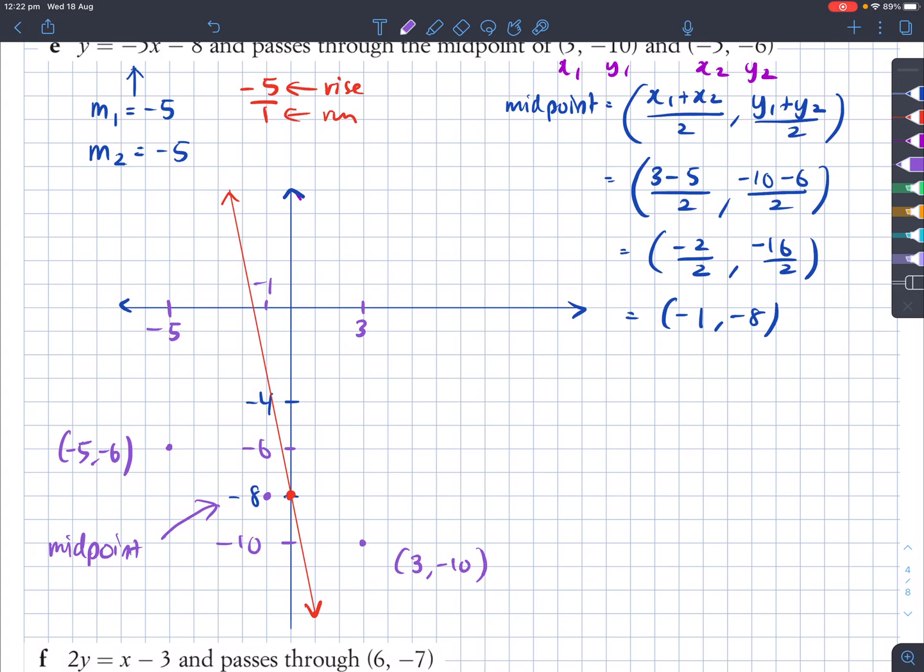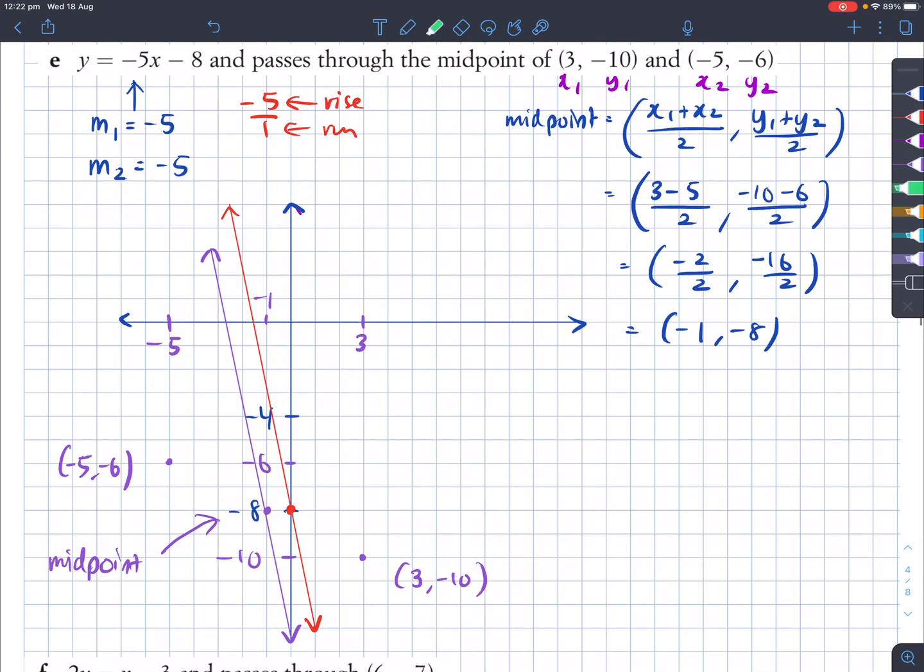Now there is a line that is passing through this midpoint that is parallel to the first red line that I've drawn. And our objective here is to find out what equation this line is. So we know first of all that both of these lines have a gradient of -5. Then y equals mx plus b is the equation of this line. We're going to substitute in the gradient of -5, so that we get y equals -5x plus b. But it has to pass through this point, which is the midpoint. That's what they said. So we're going to substitute in x as -1, y as -8.